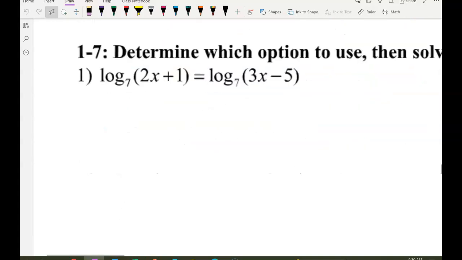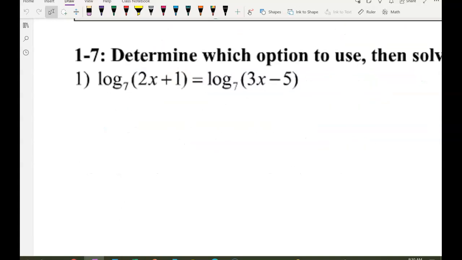Guys, if you have an equation and these are identical, if we remove it, would the equation still be equivalent? Yes. So now we do 2x plus 1 equals 3x minus 5. Is this something we can solve? For sure. Let's solve it. What should we do next?